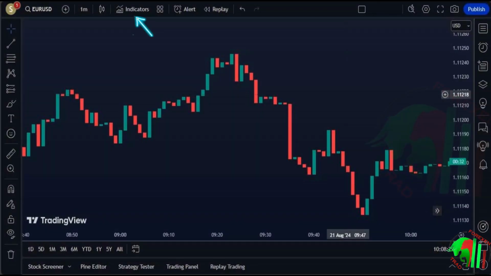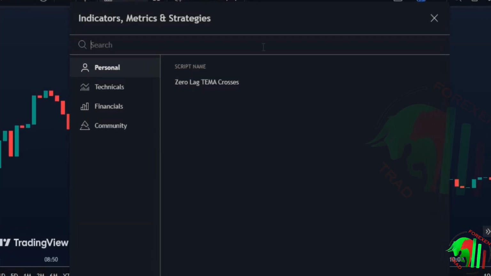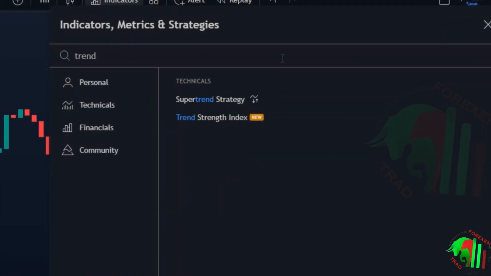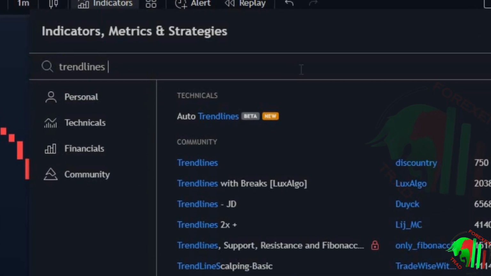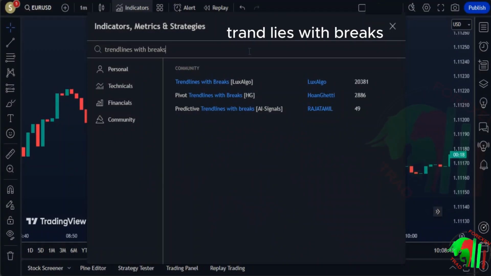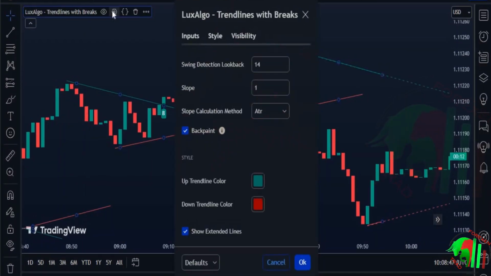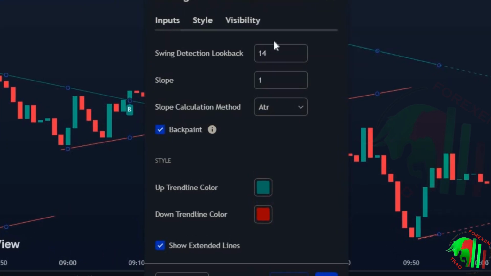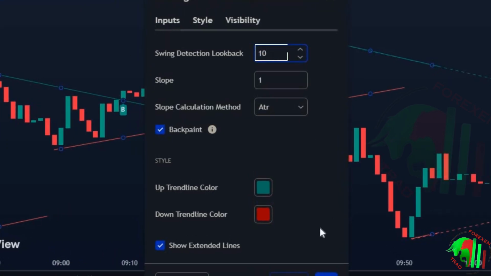In the search box, we will look for the first indicator, trend lines with break. We will change the settings by clicking on Inputs. Set the Swing Detection Lookback to 10 next.